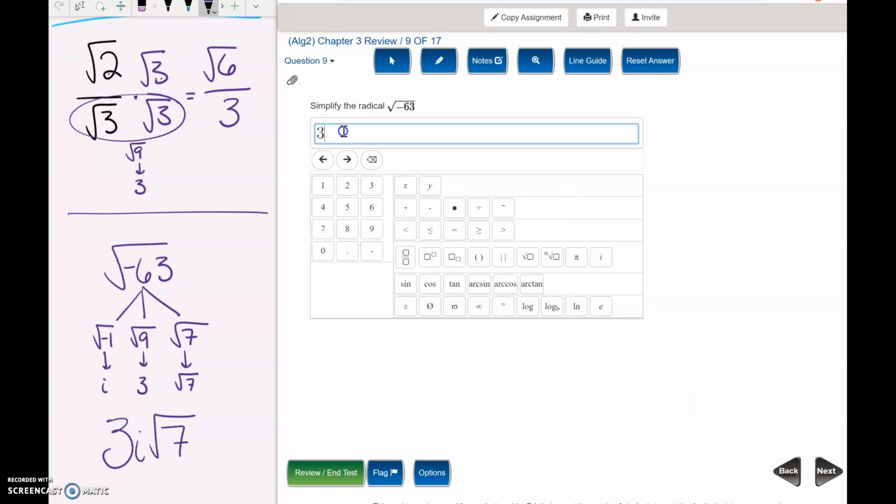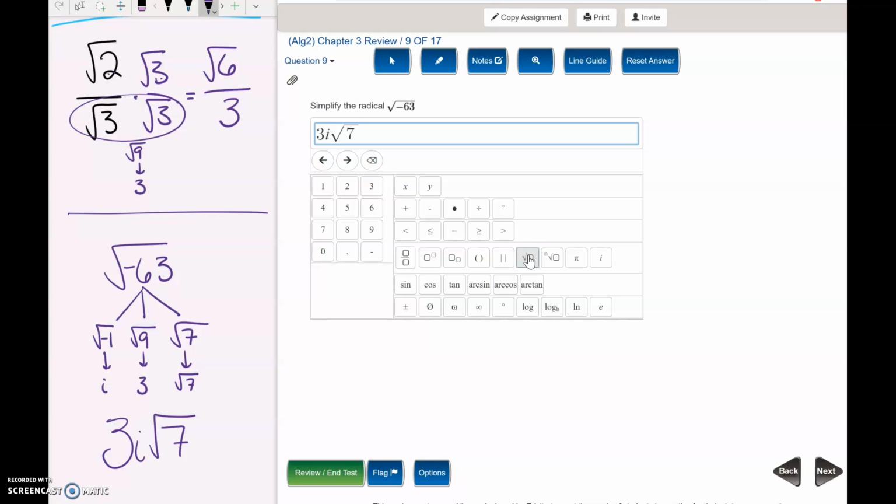And the order that you write that is going to be important because it will count it wrong. I don't know if this review is counting it wrong, but on the test, I'm probably going to change it tonight, honestly, to make sure that it's counting it wrong. If you write i3 square root of 7, it should count it wrong. It needs to be written as 3i times the square root of 7.